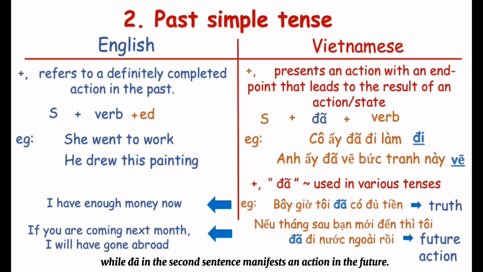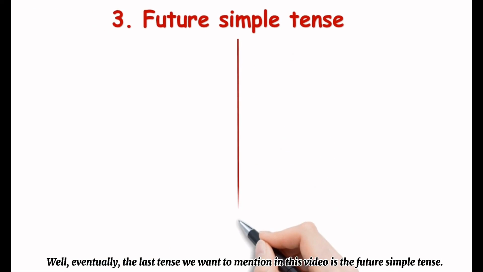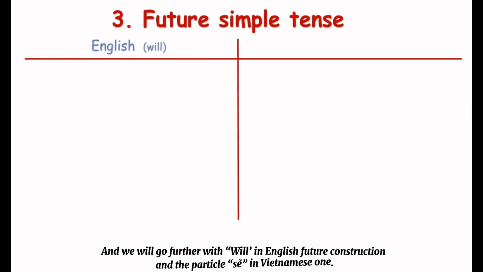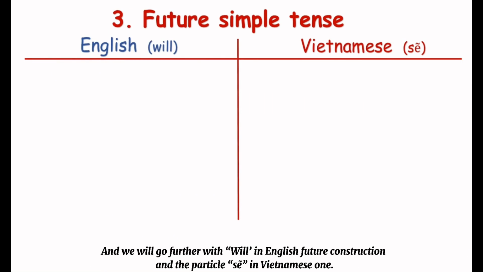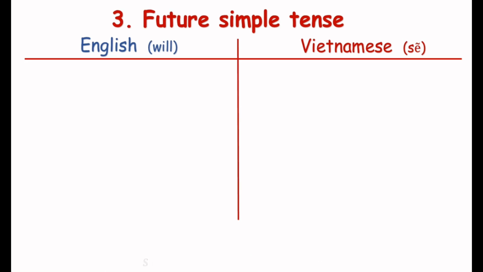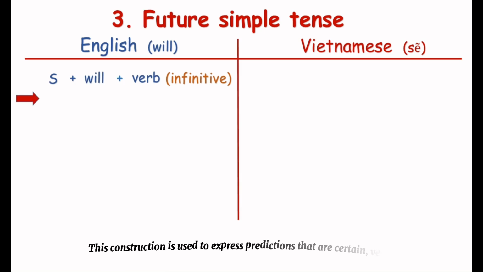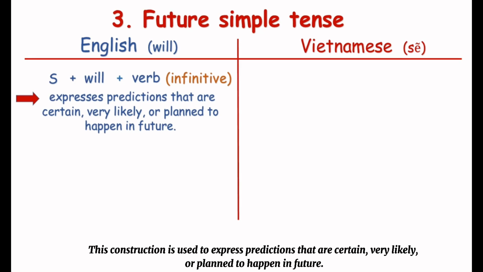Obviously, đã in the first sentence expresses a truth in the present, while đã in the second sentence manifests an action in the future. Well, eventually the last tense we want to mention in this video is future simple tense, and we will go further with will in English future construction and the particle sẽ in Vietnamese. So how do we form the simple future with will? Will is a modal which is always preceded by the subject and followed by the base verb, or infinitive. This construction is used to express predictions that are certain, very likely, or planned to happen in the future.